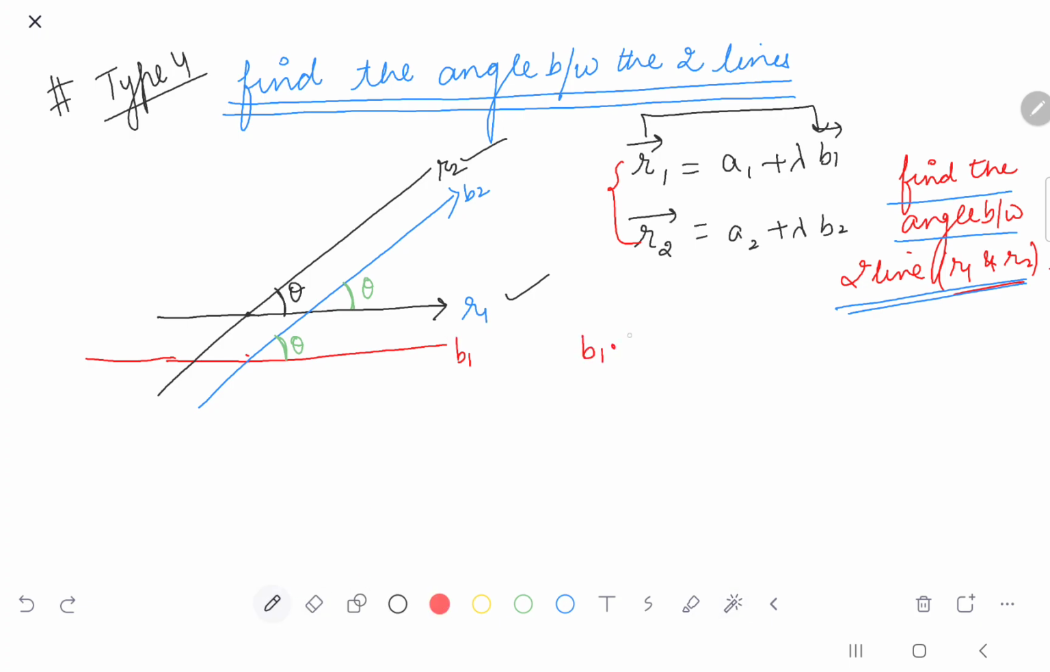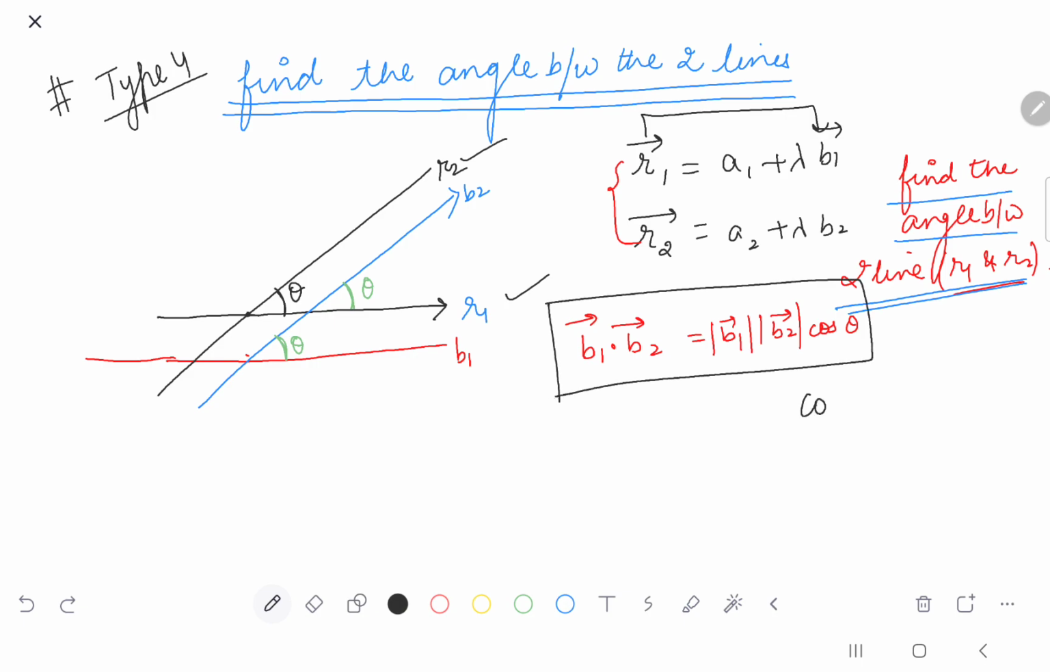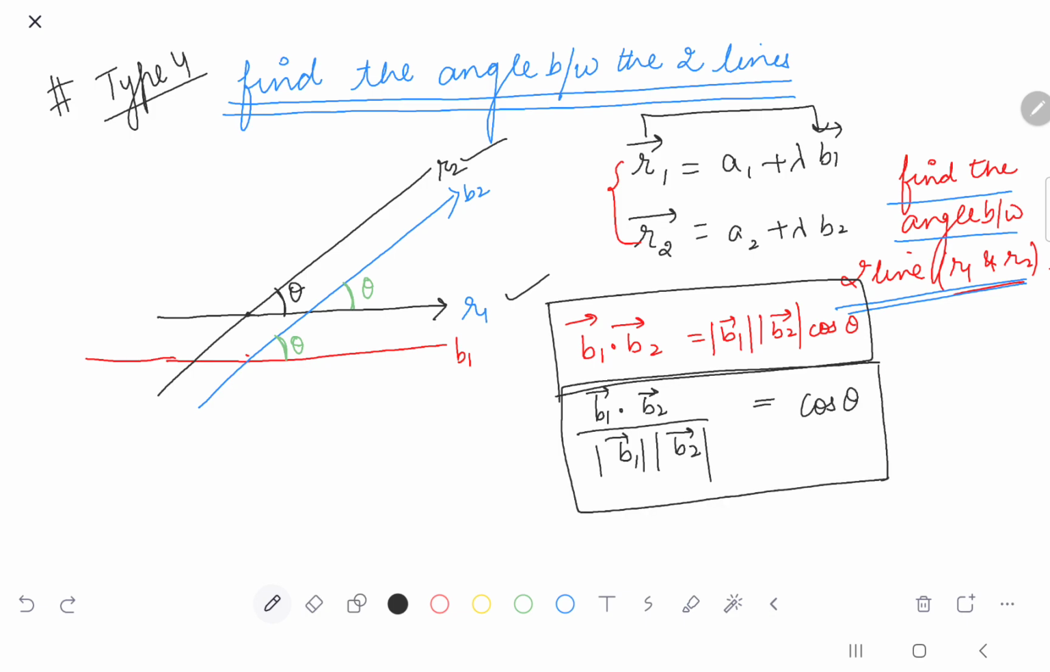So can I simply say B1 dot B2 is nothing but B1 magnitude, B2 magnitude, cos theta? So I have B1 dot B2 equals B1 B2 cos theta. So from here, can I calculate B1 dot B2 over B1 magnitude, B2 magnitude? That shall give me the theta between the two lines. What exactly does that mean? It says find the angle between the two lines.